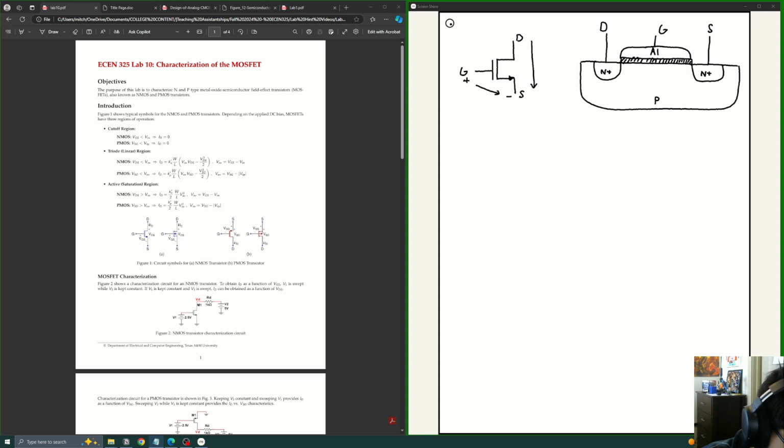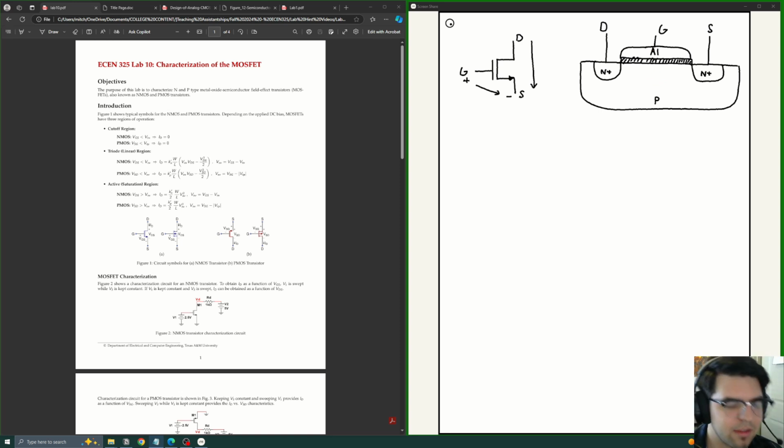So we have a p-doped silicon region, and then we have two much larger n-doped silicon regions, where the drain and the source connect. And lastly, we have a metal plate up here, usually aluminum or some other material, that the gate attaches to, with a dielectric in the middle. So you can think of it as a gate capacitor between the gate and the rest of the MOSFET device, right?